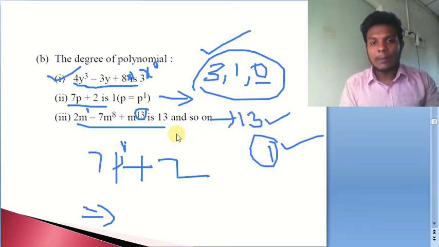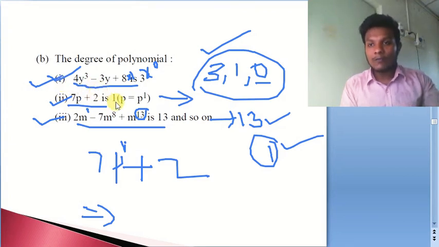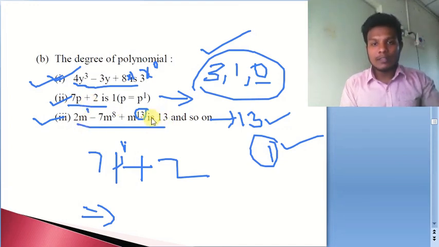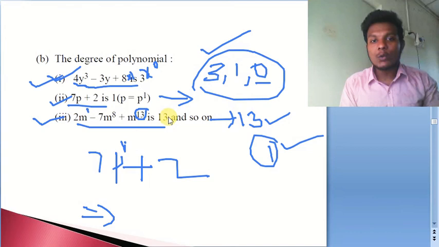Now just remember, in all these cases, all these polynomials are one variable polynomials. What are one variable polynomials? That means only one variable is involved. In the first one only y is involved, in the second one only p is involved, and in the third one only m is involved. So there is no problem in such cases. But the real problem arises when our polynomial has two or more variables. Let us take an example for that.